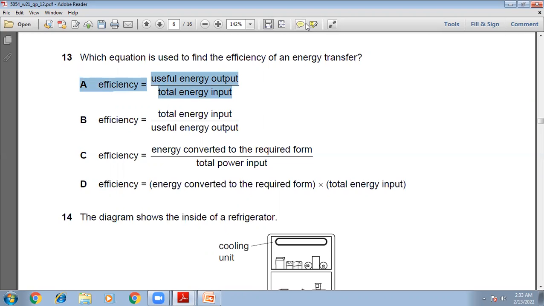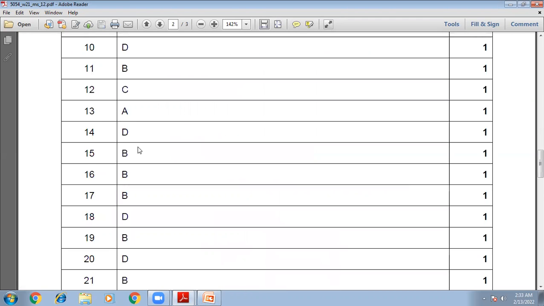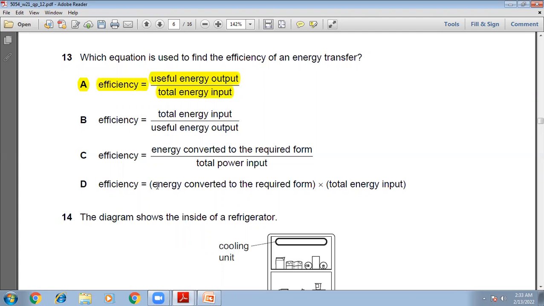Okay. The formula for the efficiency is useful energy output divided by the total energy input. That's the formula for the efficiency. Question number 13. A is the right choice, sir.